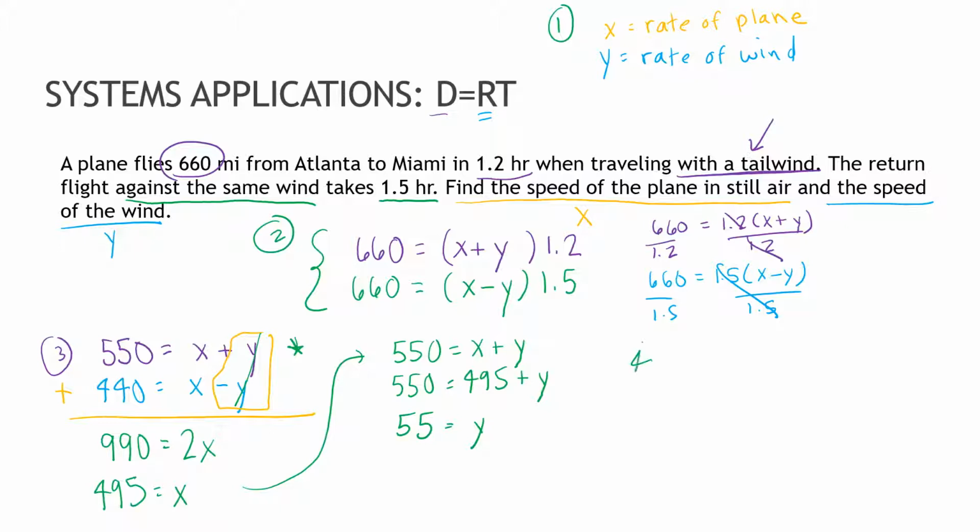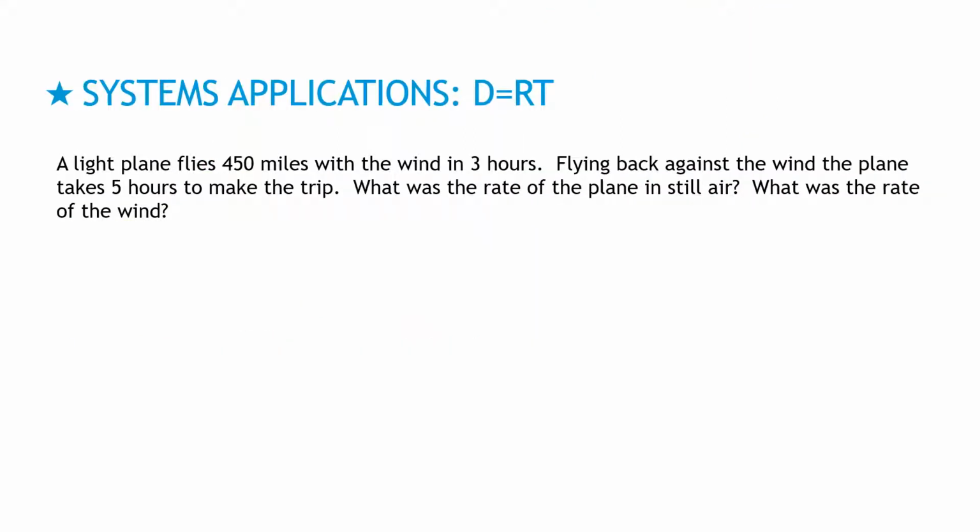Again, step 4, write that sentence. So my sentence would say, the speed of the plane in still air is 495 miles per hour. The rate of the wind is 55 miles per hour. That's a really strong wind, but you get the idea. Really similar example for you to try on your own. So press pause, try this question, then press play to see how you did.